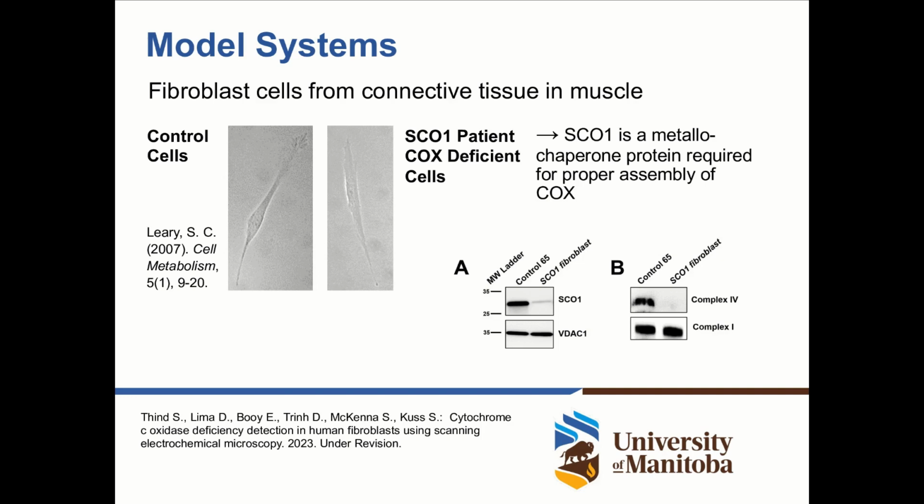We did some Western blot studies here to show that these cells indeed are lacking the expression of the SCO1 metallochaperone protein that is required for the proper assembly of the COX protein. So we are using here a control strain and a patient strain called SCO1 that was extracted from patients. The VDAC here in this Western blot is just our control protein, and then in B you see the assembly of this complex 4 that is incorrect in these patient samples.